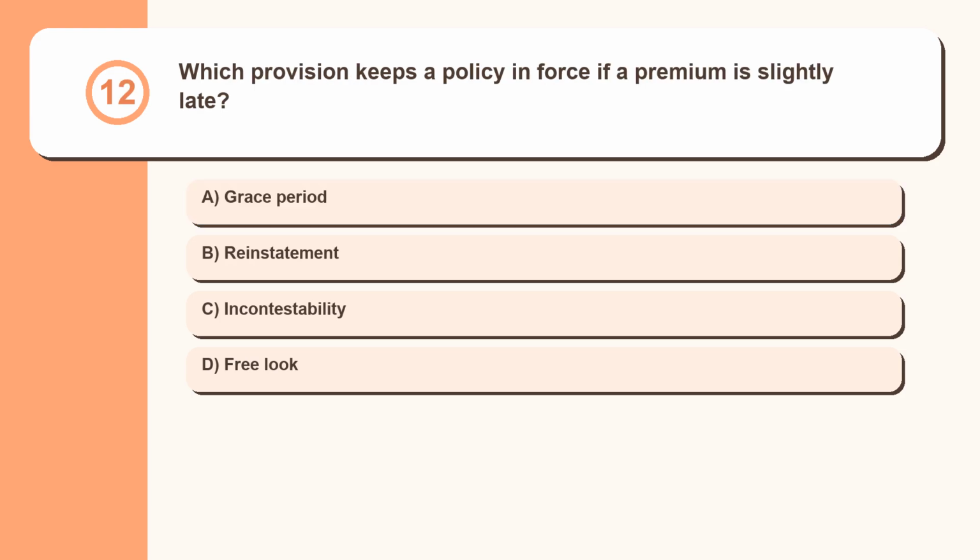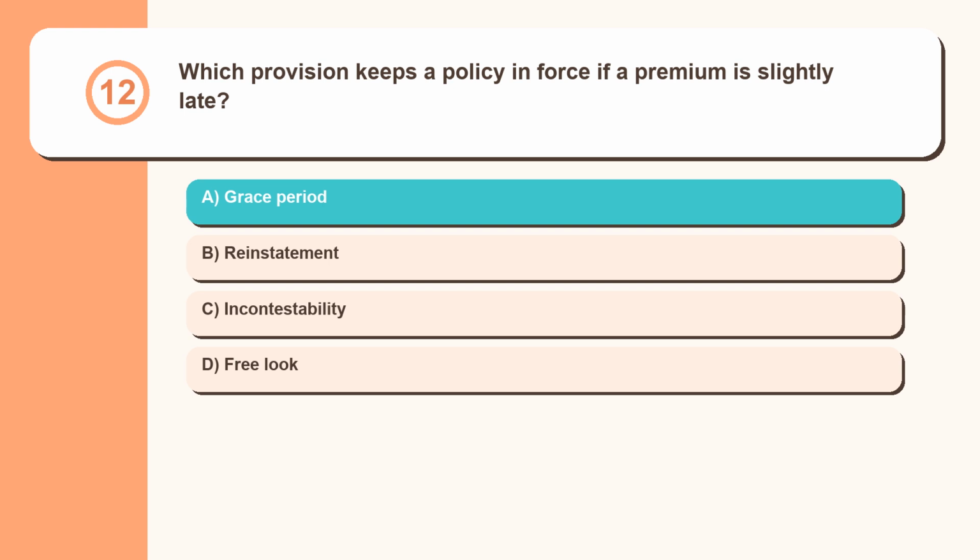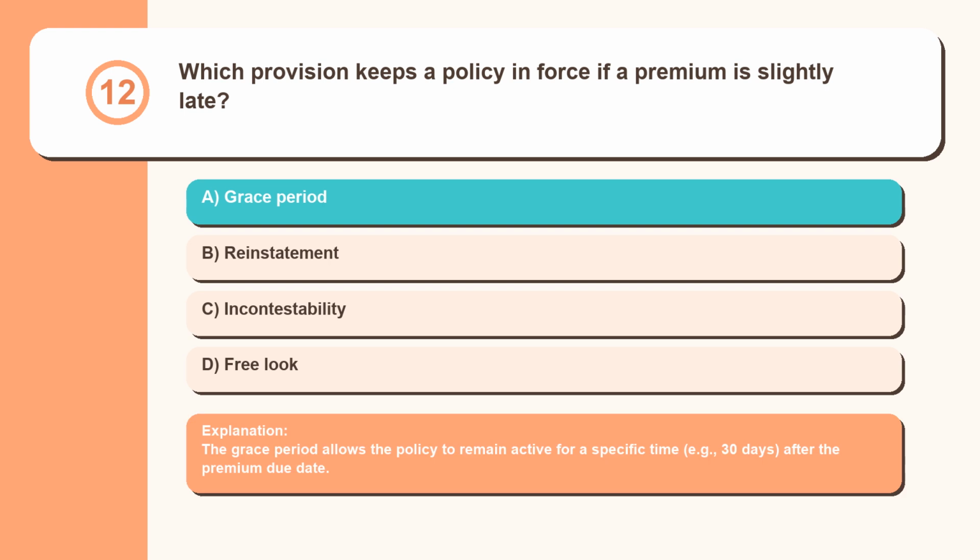Question 12. Which provision keeps a policy in force if a premium is slightly late? Grace period, reinstatement, incontestability, free look. The grace period allows the policy to remain active for a specific time, for example 30 days, after the premium due date.